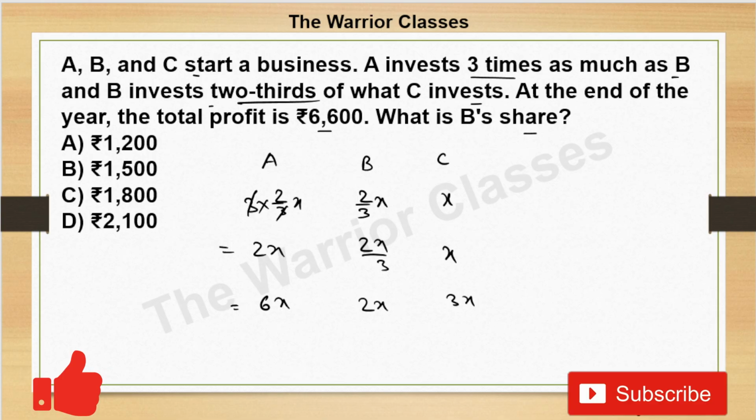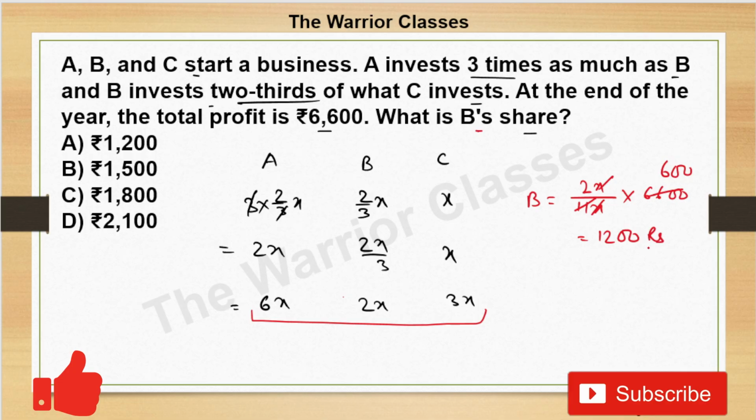Here we'll calculate the share of B. B's share is 2x divided by the total share of A, B and C, which is 6 and 2 is 8, 8 and 3 is 11. So it is 2x divided by 11x, multiplied by the total profit given here, 6,600. Here x and x cancel. 11 into 6600 is 600, and 2 multiplied by 600 is 1200. So 1200 rupees. Option number A is our correct answer.